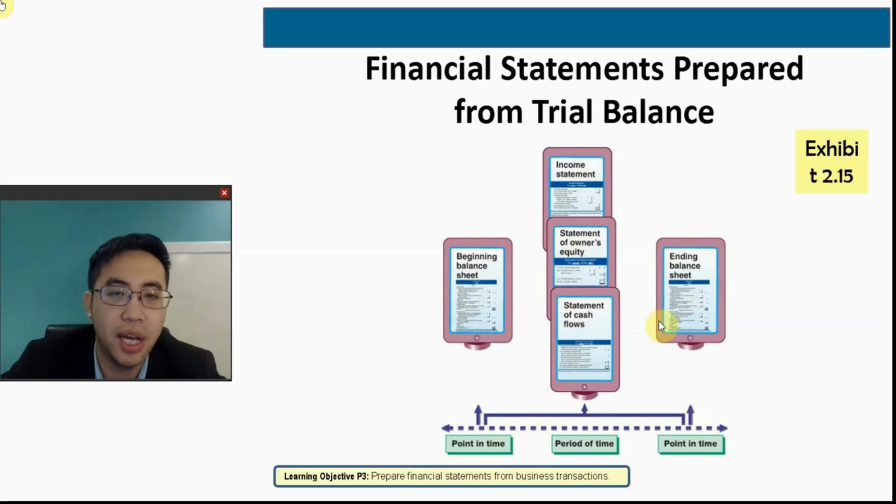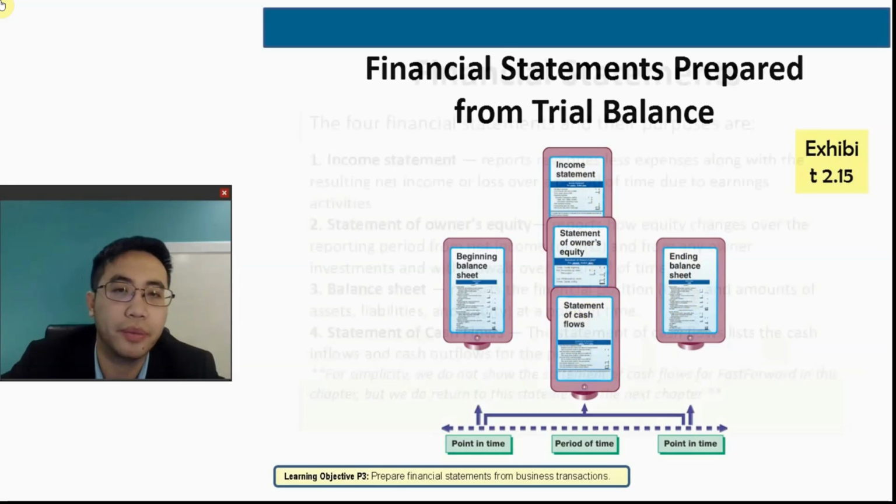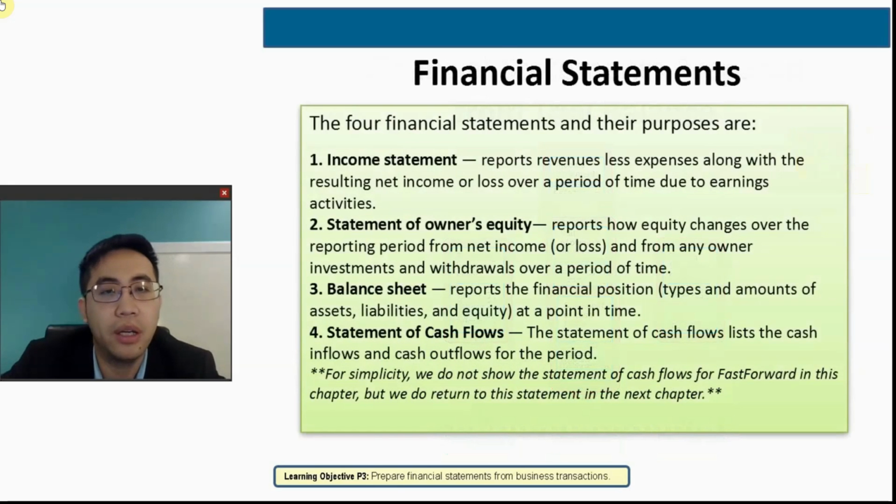So you should recognize that it is the change of the balance sheet from the beginning to the ending that really contributes to the numbers in the statement of cash flows and statement of owner's equity. All right, so these are the basic definitions of the financial statements.